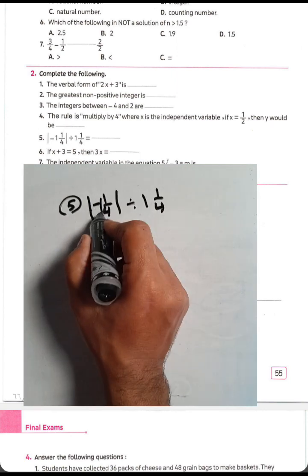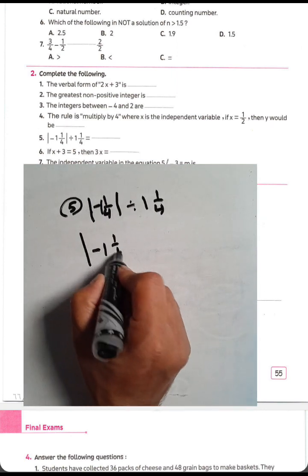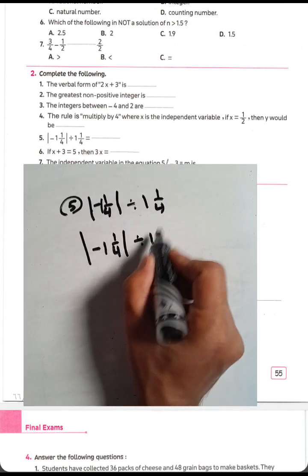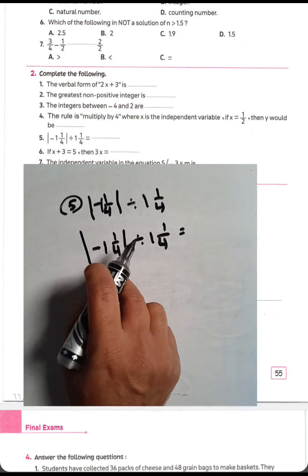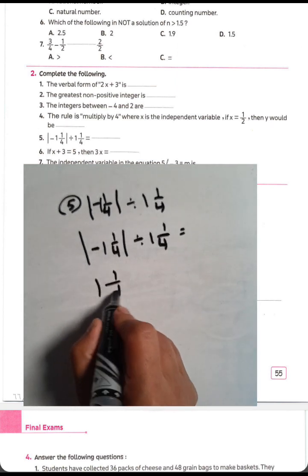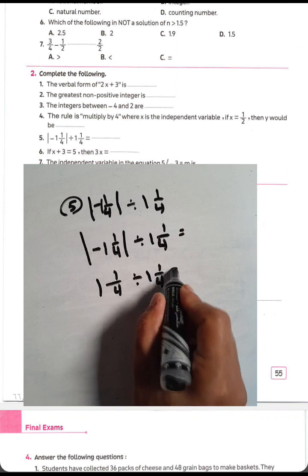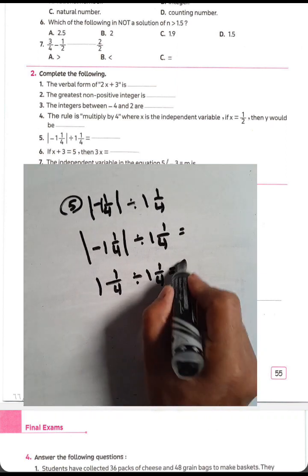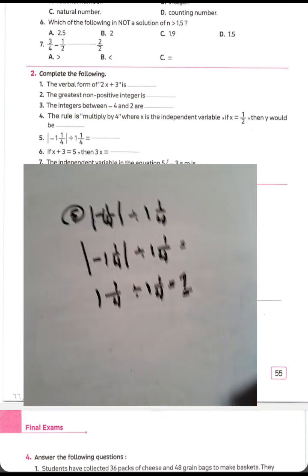Again, the absolute value of -1 and 4 divided by itself, because it will be positive, then the result will be 1, and 1 over 4 divided by itself, and we know any number divided by itself will be equal to 1. Okay, the result will be equal to 1.